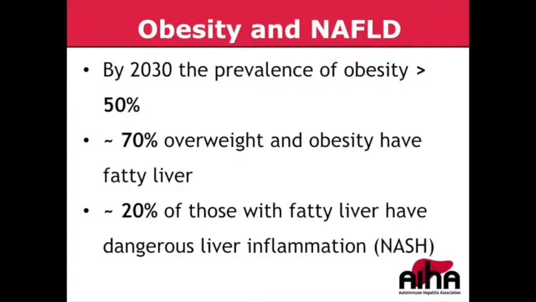So estimates based on what we know are that by the year 2030, greater than 50% of the United States is going to be obese. Those estimates correlate with the same pretty staggering estimates of fatty liver disease in the United States. Based on some studies, we know that about 70% of people who have obesity or even just overweight actually already have fatty infiltration into their liver. And of those people, approximately 20% have NASH, which is that very dangerous inflammation of the liver that can actually progress to cirrhosis.